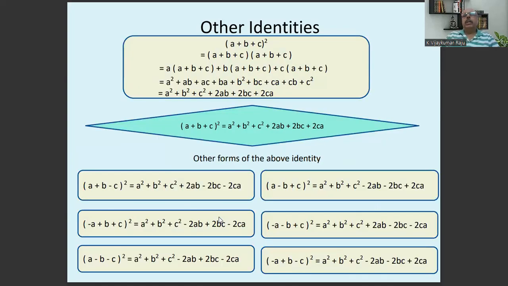Now let us take some more identities. Now this is an identity which you are learning in this 9th standard, that is (a + b + c) whole square. (a + b + c) whole square means (a + b + c) into (a + b + c). A should multiply with the second bracket. That means a into (a + b + c) plus b into (a + b + c) plus c into (a + b + c). So it is a into a, a square, plus a into b, ab, plus a into c, ac.